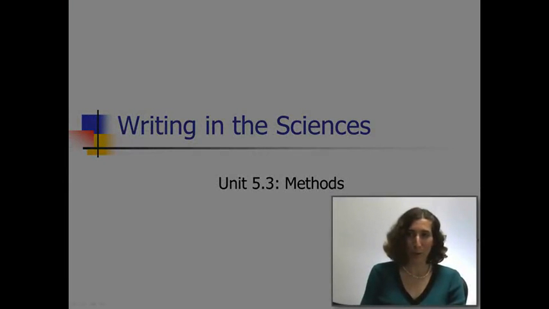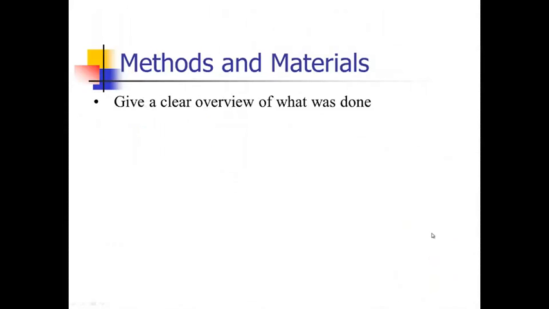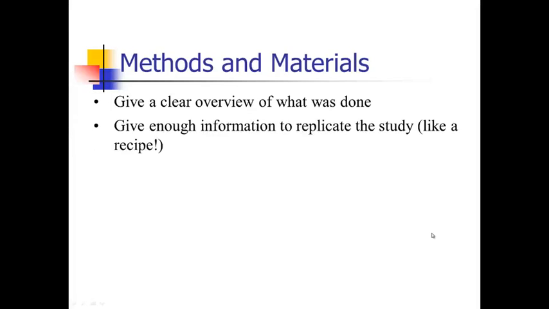So in this third module, we're going to talk about writing the methods section. The methods and materials section gives a clear overview of what was done. It is basically the recipe for the study. It gives enough information that you can replicate the study, essentially just like a recipe.